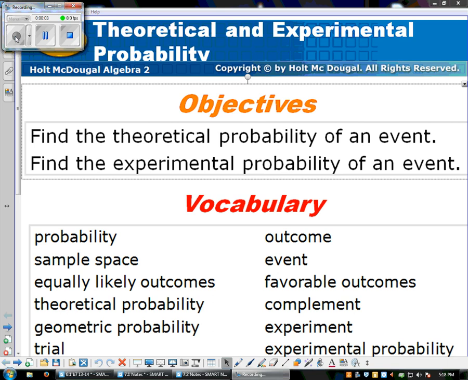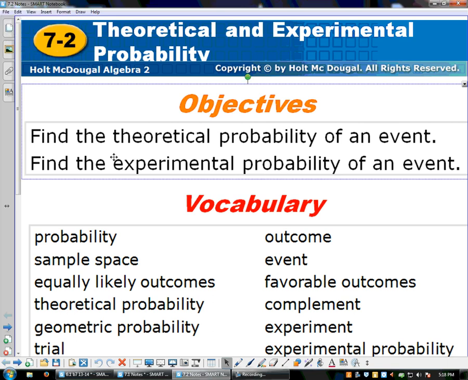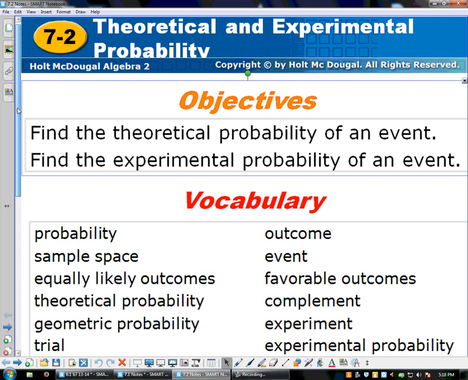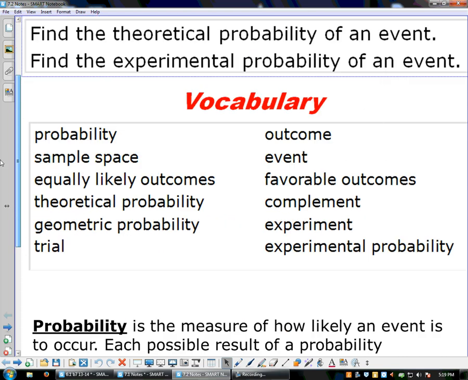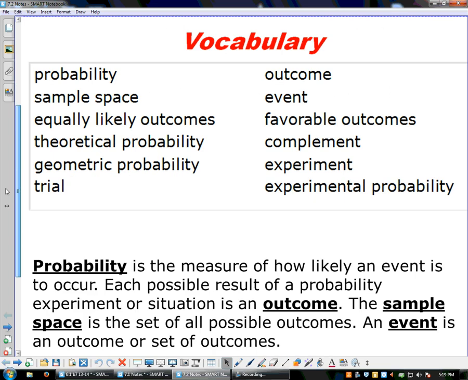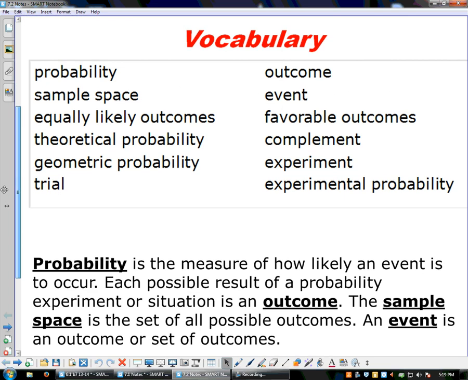And Miss Bella here. And we are now looking at section 7.2, Theoretical and Experimental Probability. Your objectives here are to find the theoretical probability of an event and find the experimental probability of an event. And look at all this new vocabulary for you, including sample space, complement, favorable outcomes, and more.